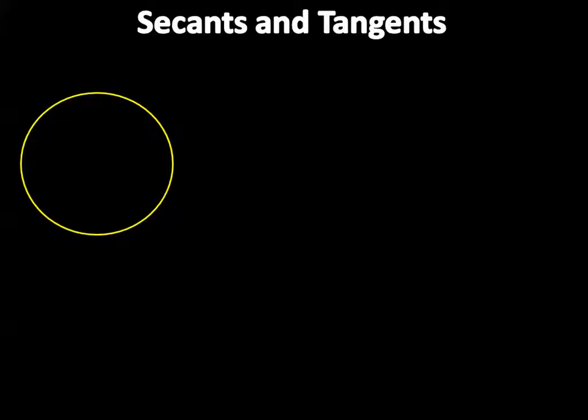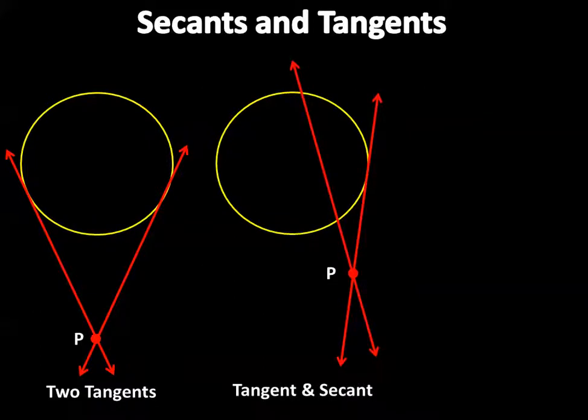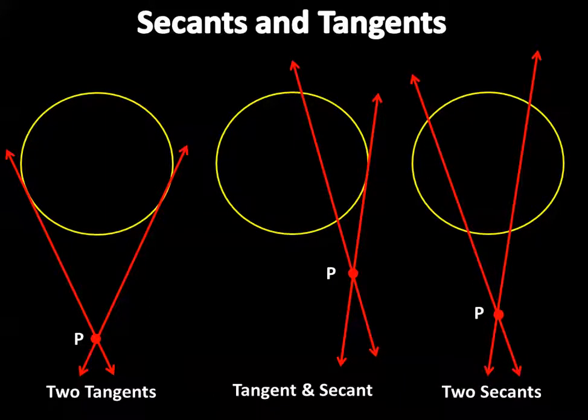Okay, we're talking about secants and tangents, and the two lines can intersect outside the circle, just like these two tangents. These lines can be either two tangents, a tangent line and a secant line, or two secant lines. This lesson examines each case where the intersection occurs in the exterior of a circle and the corresponding relationship between the measure of the angle formed and the measures of the intercepted arcs.